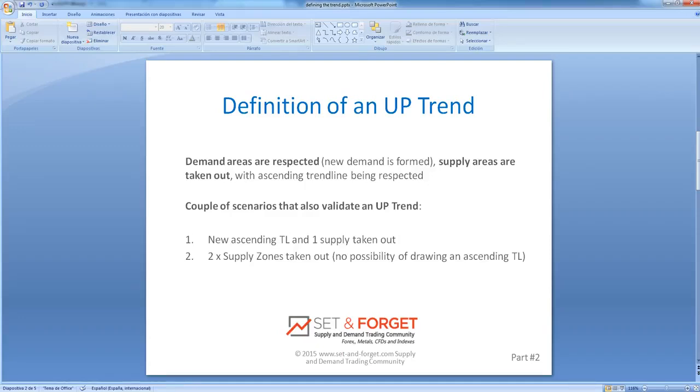The definition of an uptrend is clear on supply and demand imbalances. The demand areas are being respected, new demand is being formed, and supply areas are taken out, with an ascending trend line being respected as well. There are a couple of scenarios that we need to take into account in order to validate an uptrend as well, and we will cover these in a while.